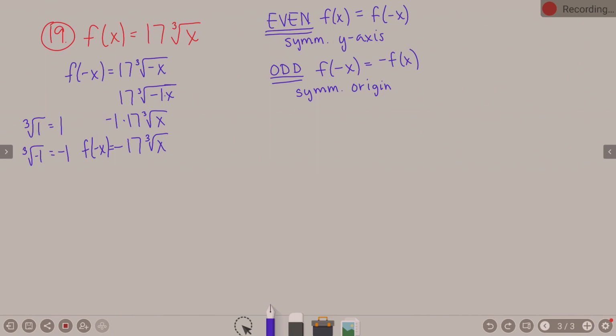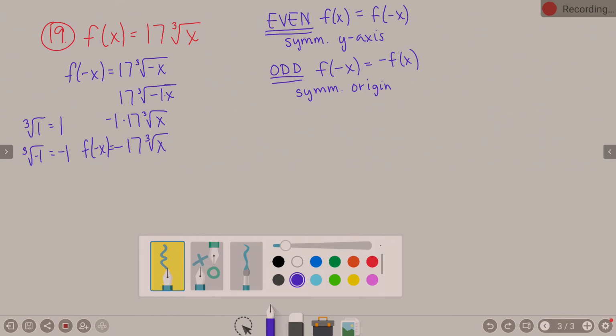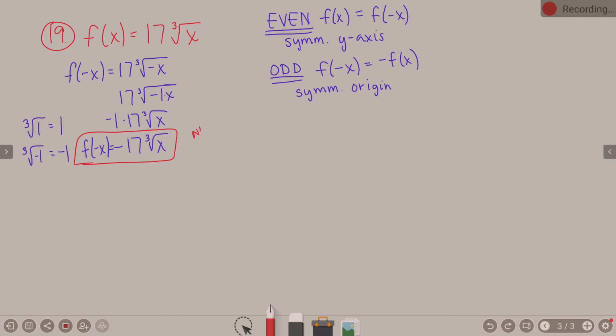Now, the question I always ask myself is: is this even? Does f of x equal f of negative x? No. Okay? We don't want to lose this here. But right now, what I do know is it's not even, and it's not even because f of x does not equal f of negative x.